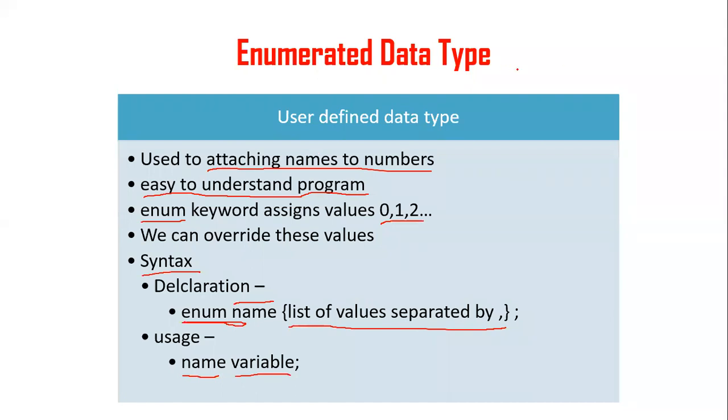So it's a user defined data type which associates names to numbers, and it's quite easy for us to understand the program while using it. It assigns the numbers starting from 0, 1, 2, 3, and continually it's going to assign the numbers. Also as a user, we can override the values by following this syntax and declarations. Understand? So with this introduction to the enum data type, I'll stop today's class, and next class we'll discuss in detail how to write a program for the enum data type.